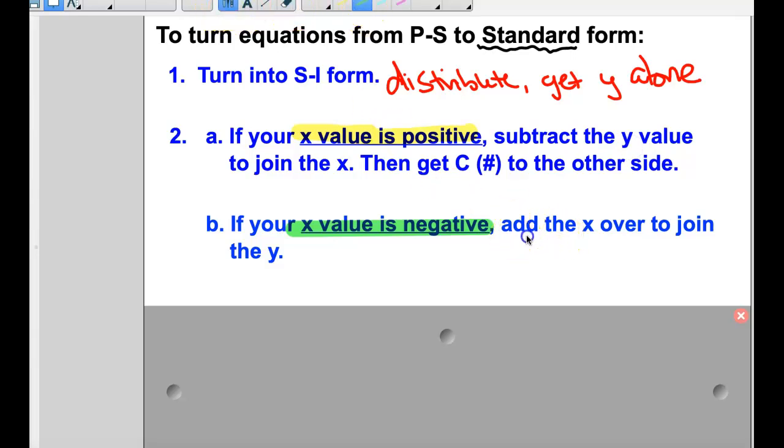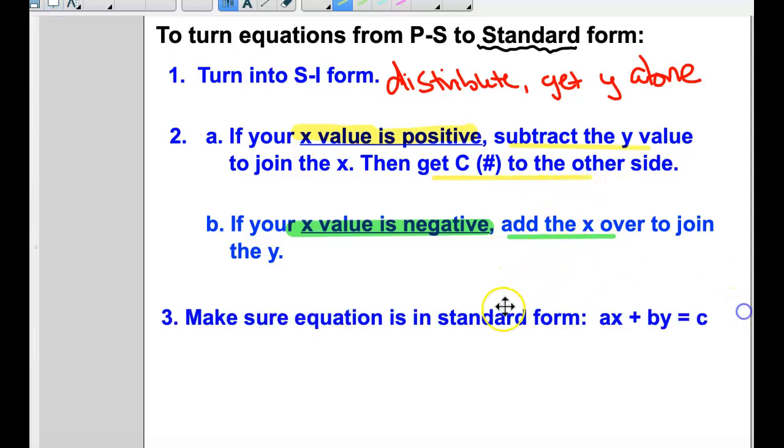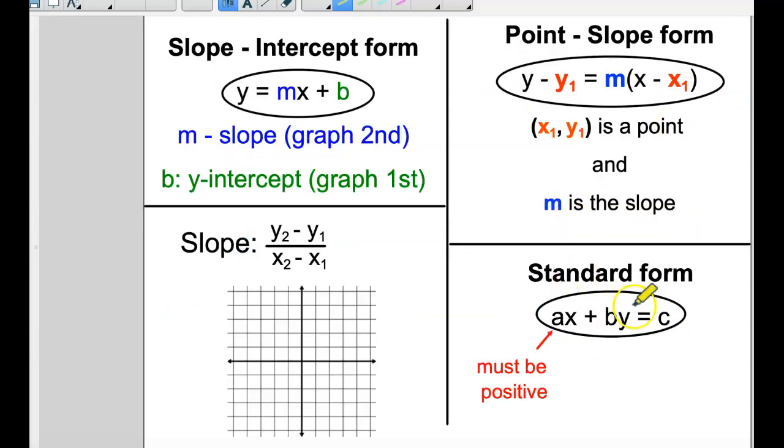If your x value is negative, then it's the opposite. All we have to do is add it over, so it's a little bit easier. And then we just confirm to make sure it's in that right standard form, right? That standard form that looks like this. X and Y have to be together, and that X has to be positive. It doesn't matter if your C is on the right or if your C is out front. Either one is totally fine.